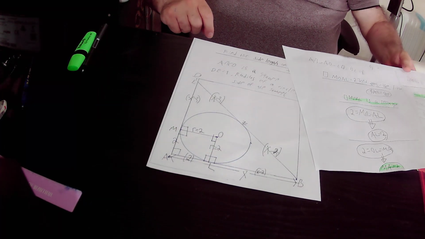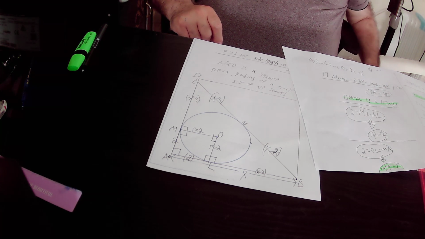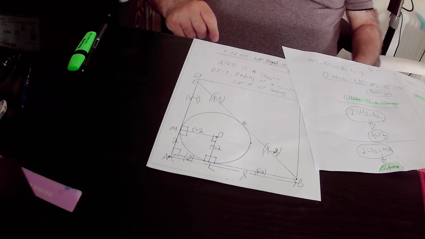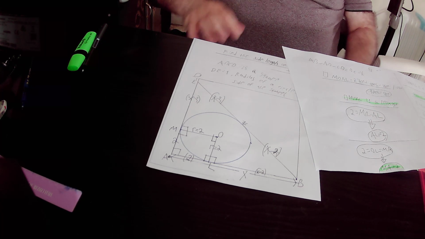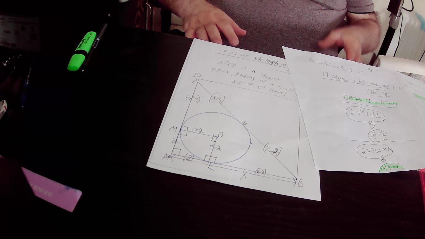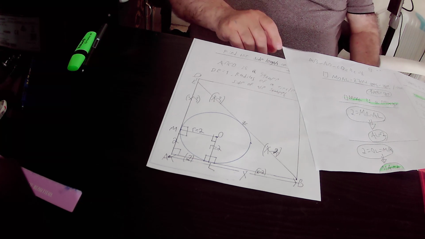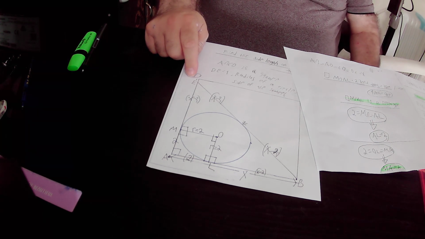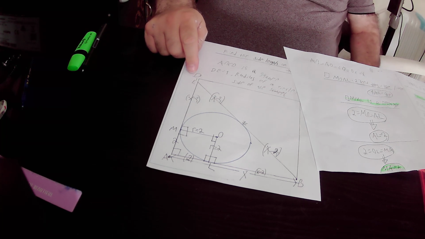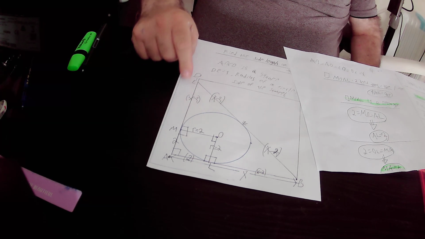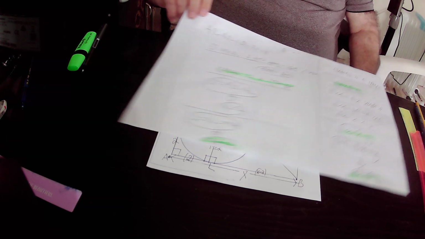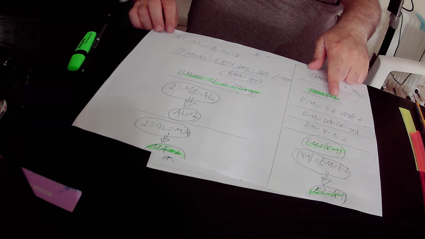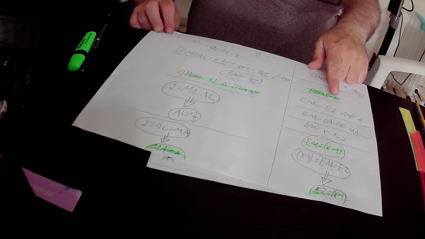Then I presented to you rule number 2. According to rule number 2, the lengths of two tangents from a common external point to a circle are equal. So we focus on the common external point, point E. From point E, we have two tangents to this circle, tangent EM and tangent EZ. And according to rule number 2, they are equal to each other. EM equals EZ, according to rule number 2.